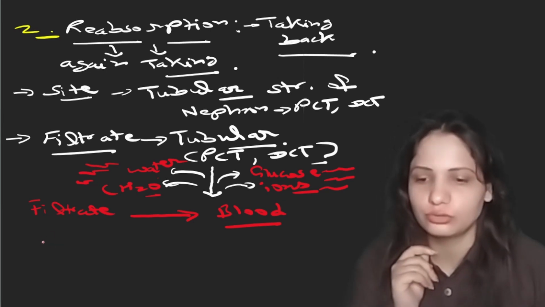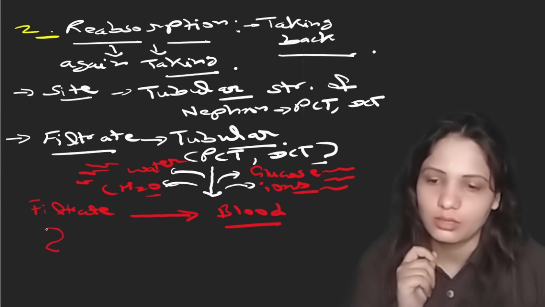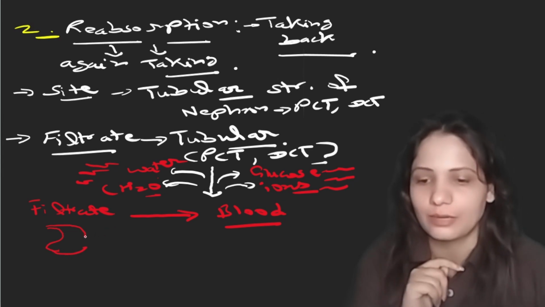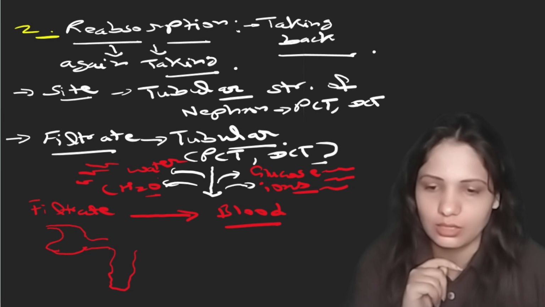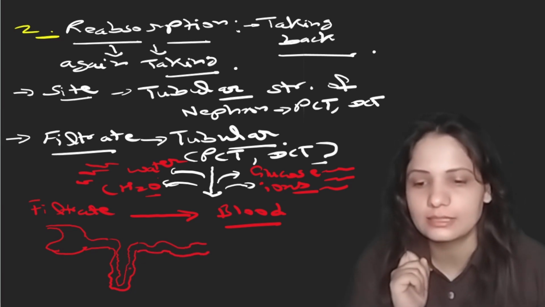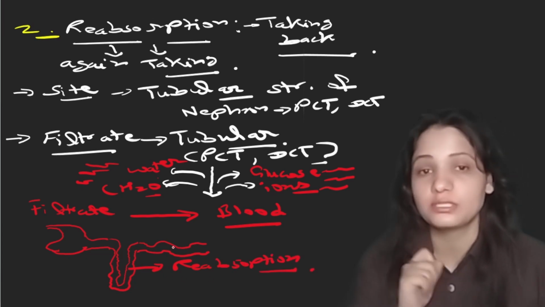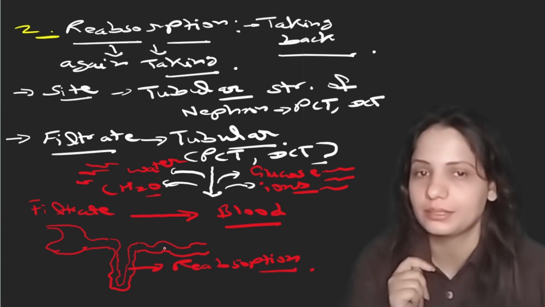If I try to draw a diagram for better understanding, we have this cup-like structure, which is Bowman capsule, and this is the structure where the first step occurs, filtration. Now, after filtration of the blood, what will happen? These are the tubular structures, PCT and DCT, and in this part reabsorption will occur. In reabsorption, glucose is reabsorbed back into the blood from the filtrate. This you have to remember.